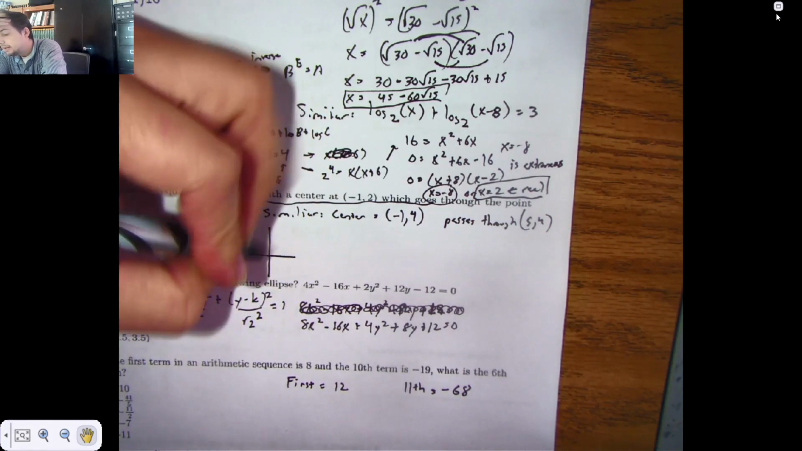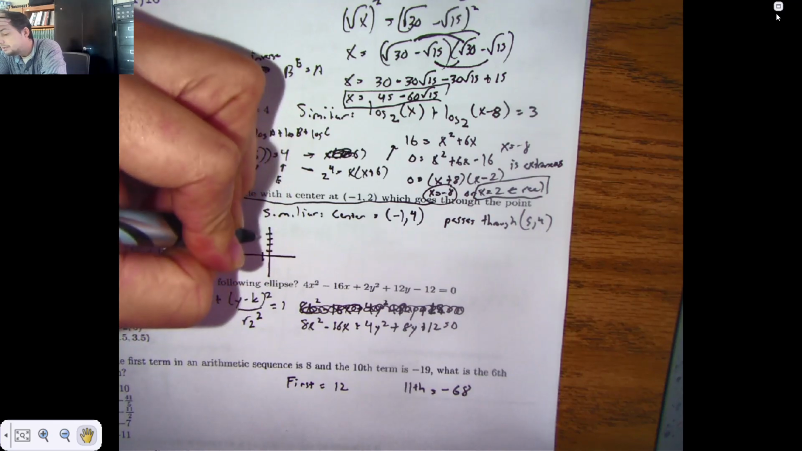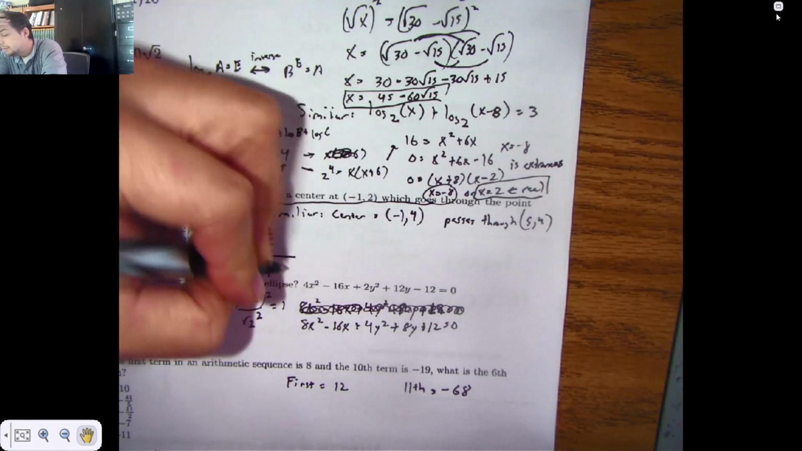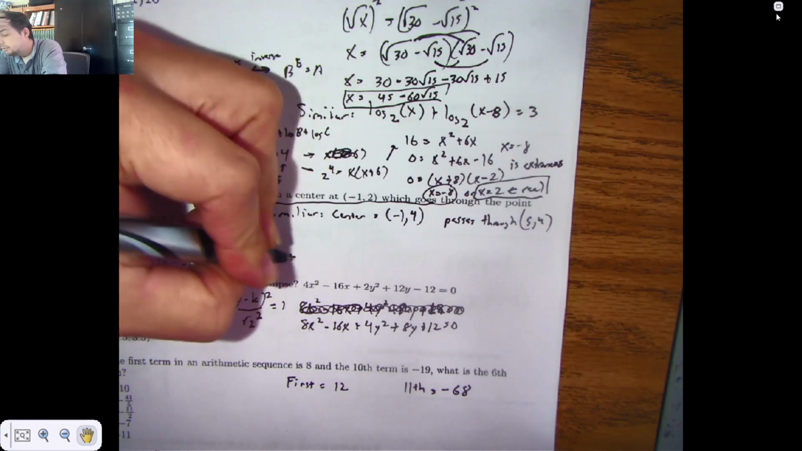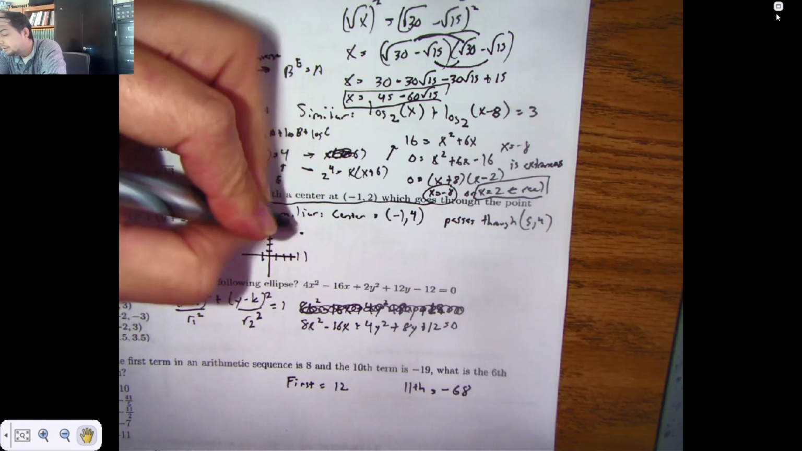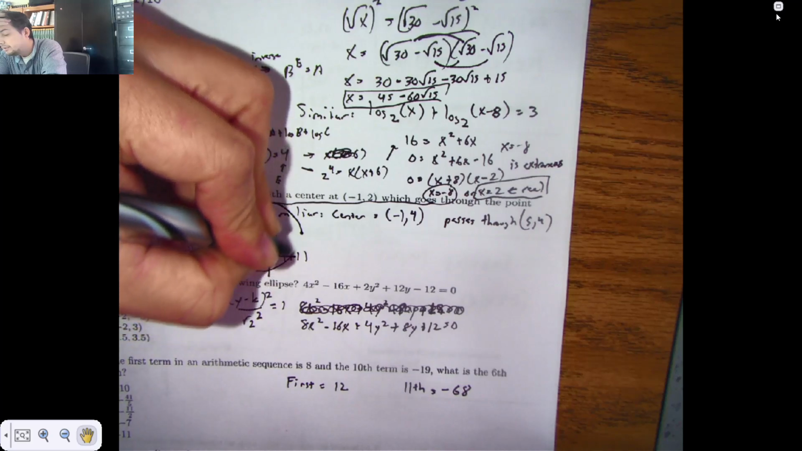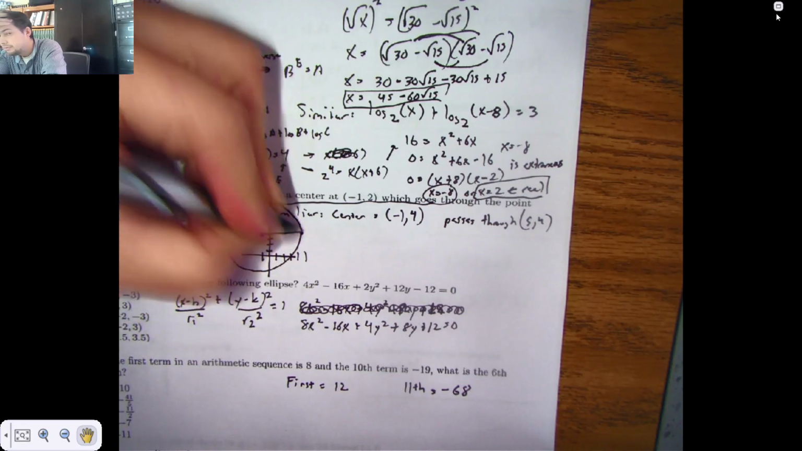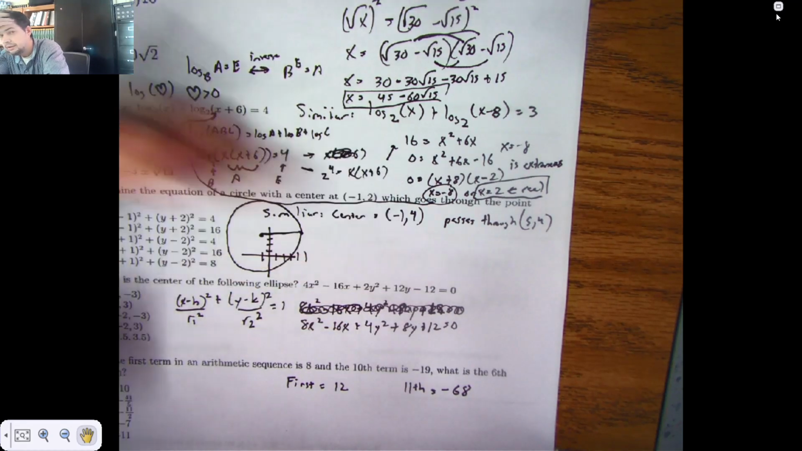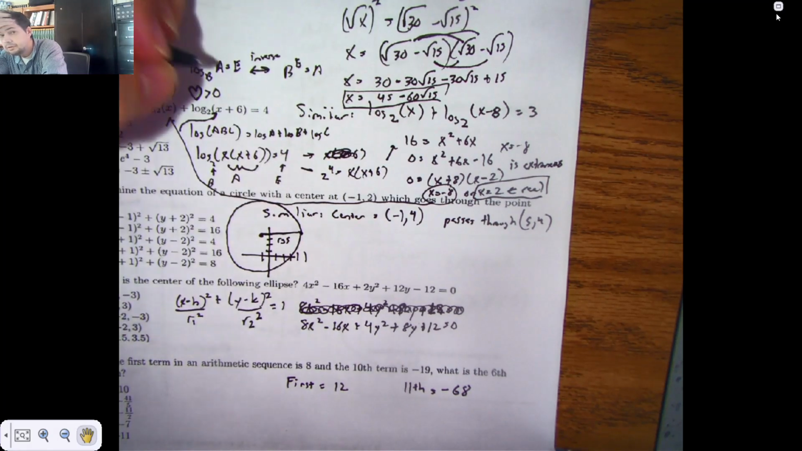The center is at -1, 4. This is a geometry standard, not an algebra 2. And it passes through the point 5, 4. The reason I'm graphing is because it's going to let me see what the radius is. That's the radius. Those are perfectly level points: 5, 4 and -1, 4. The radius is 5.